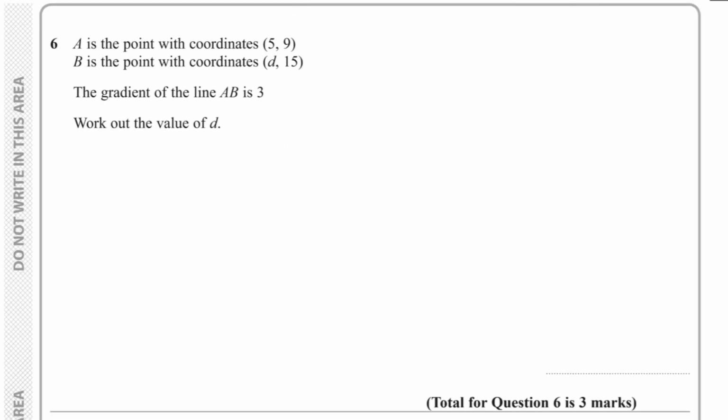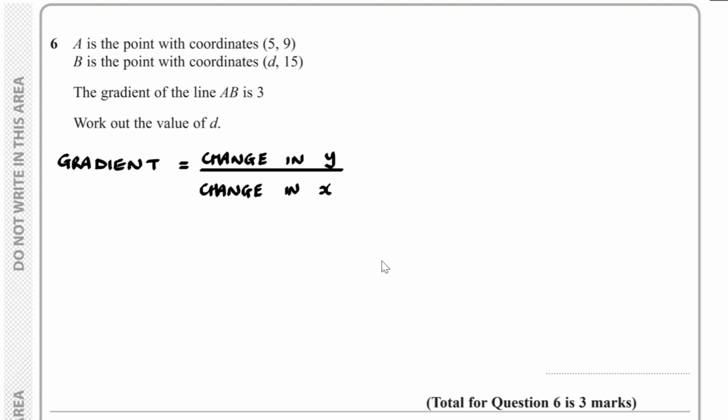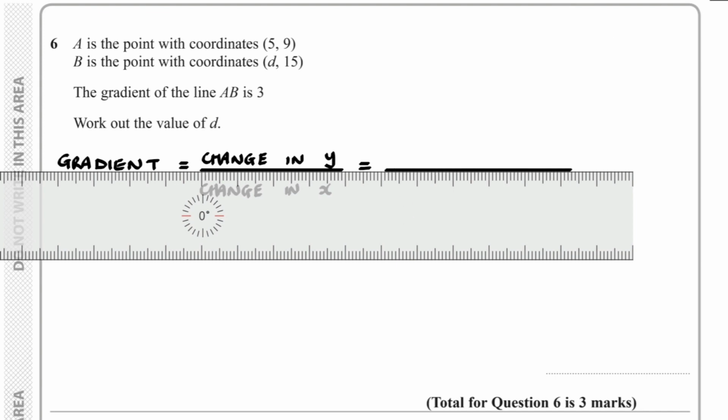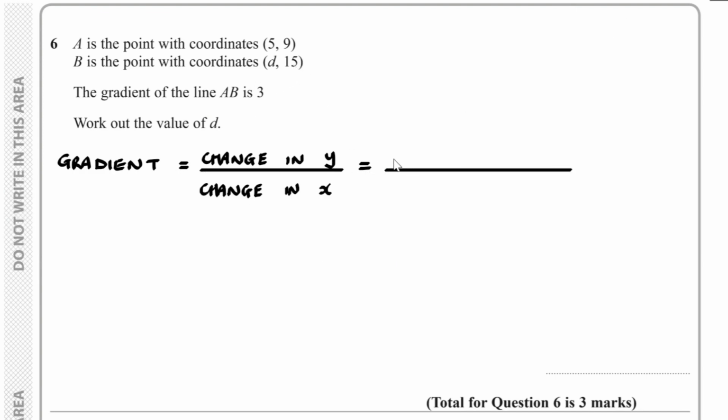Question number 6. A is the point with coordinates (5, 9), and B is the point with coordinates (d, 15), and the gradient of the line AB is 3. We have to work out the value of d. Well, the gradient is given by the change in y divided by the change in x. So if I take a look at my y coordinates, I've got 15 take away 9, and for my x coordinates, I would have d take away 5. And I know that the gradient is equal to 3.